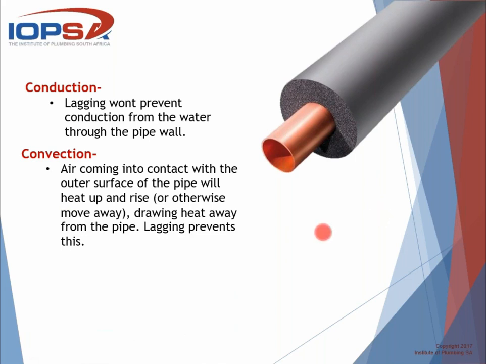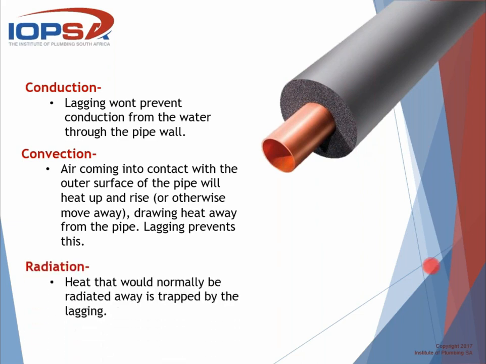We said when air comes into contact with that outer surface, it wants to naturally move away from it and carry that heat away from the pipe. So now all of a sudden it can't do that because the lagging protects it. The outer surface of the pipe will prevent air from moving away; it's trapped. This particular type of lagging is a closed cell type of lagging, and it doesn't allow the air to escape. So it certainly helps for convection and radiation likewise.